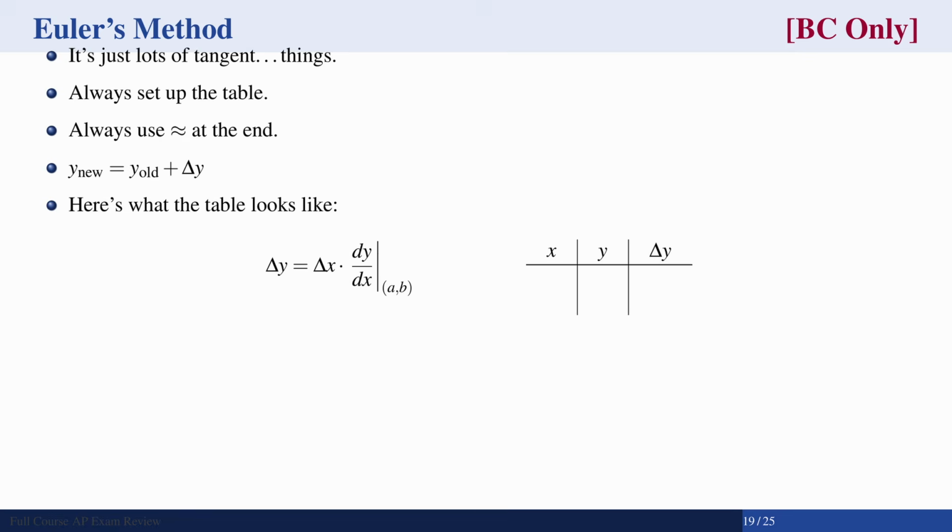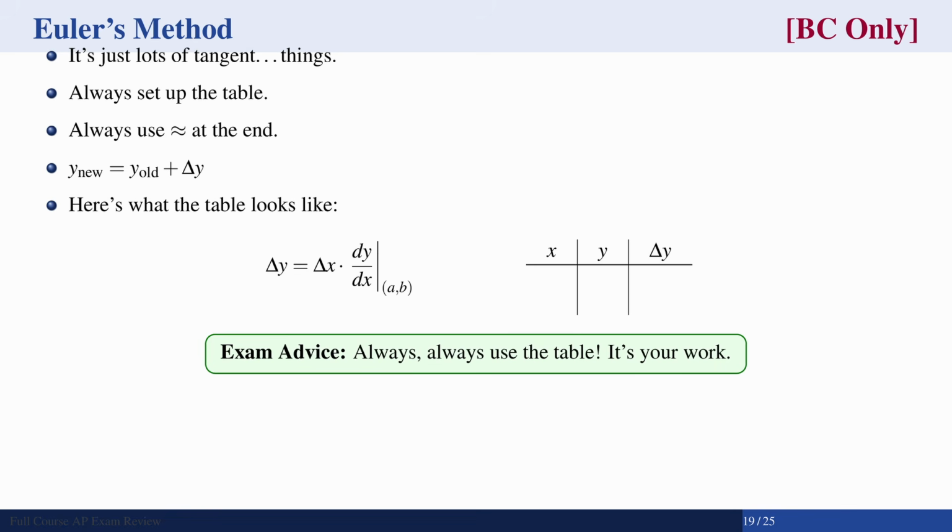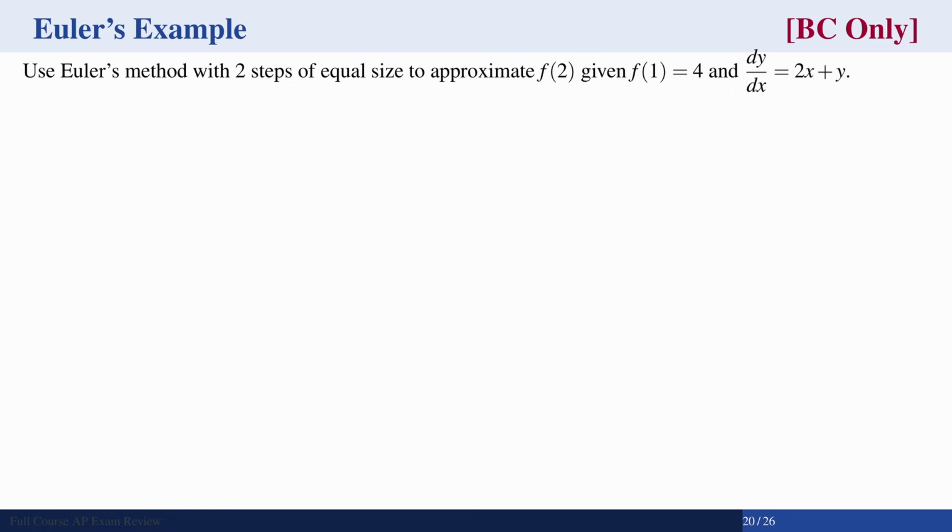So you're always going to use the table. It does represent the work that you were doing. So you don't have to wonder, like, is this work good enough? Did you do the table? If so, yes, your work is good enough. Okay, let's take a look at an example.